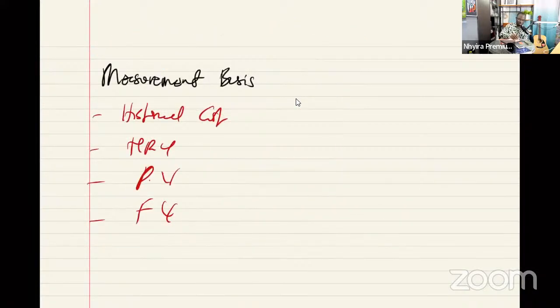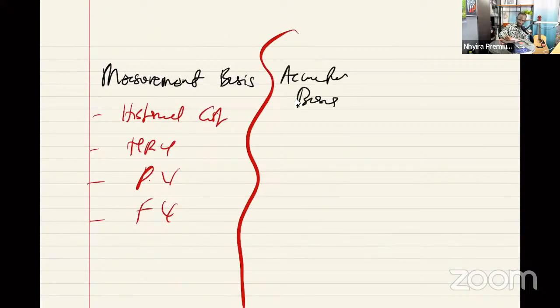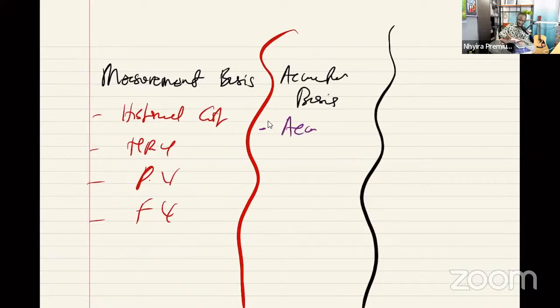Number two, the accounting basis. These are the accounting concepts that we use. For instance, the accrual basis, cash basis, modified accrual, modified cash basis. These are the accounting bases.